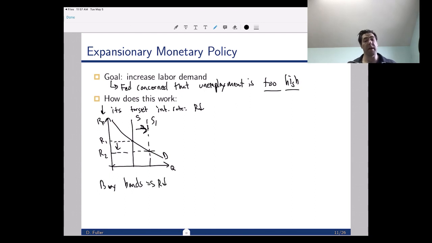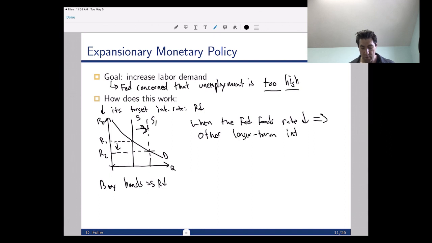Now, the idea is to increase or shift the labor demand curve to the right. The way this works is basically the following. When the federal funds rate goes down, that's going to affect other longer-term interest rates. So the idea is that other longer-term interest rates in the economy decrease.